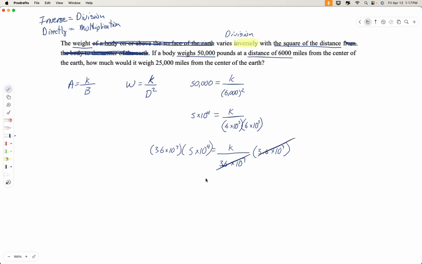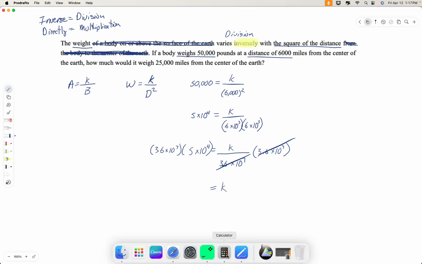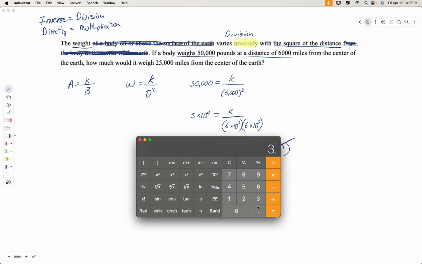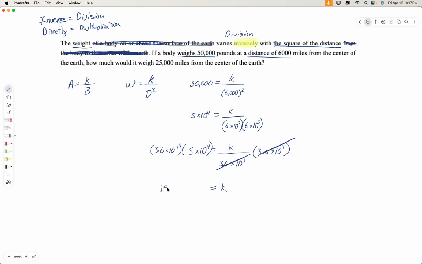This cancels this. So k is equal to 3.6 times 5, which the calculator tells us is 18. So 18 times 10, and 7 plus 4 is 11. But we know we only want one place, so we move it again. 1.8 times 10, we're going to add one space. So then this becomes 12. This is your answer. 1.8 times 10 to the 12th power.